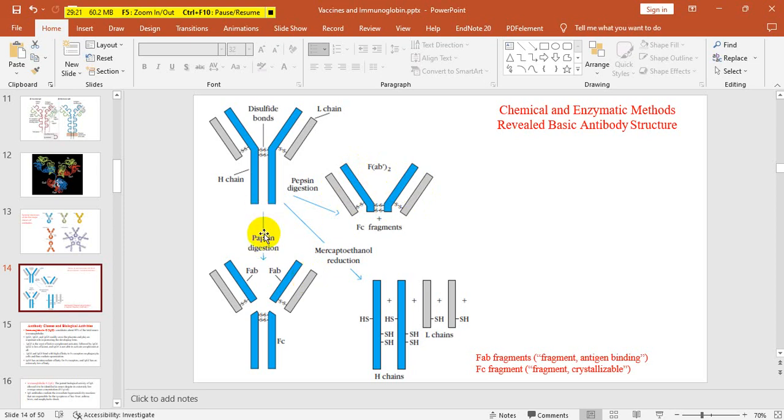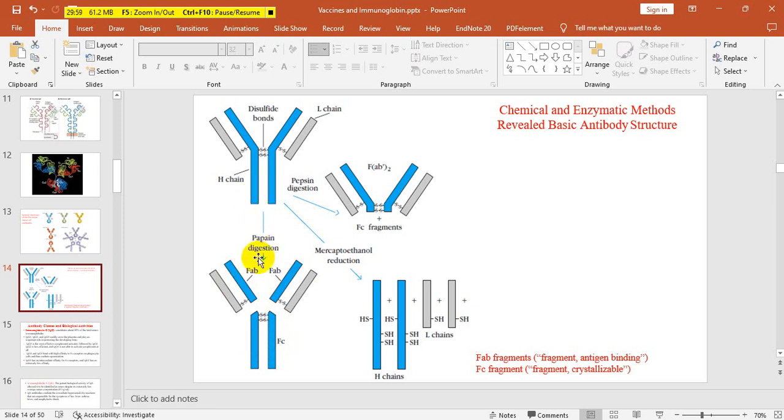All these are digestive enzymes. If you treat this normal antibody with papain, it's a digestive enzyme in the... hey, I don't know, it's not in the stomach. It's pepsin rather that is in the stomach. This papain experiment was done by two scientists, and they won a Nobel Prize in physiology and medicine in the past. So this is the fragment antigen binding, and the fragment crystallizable.